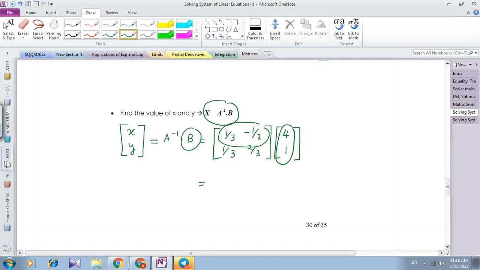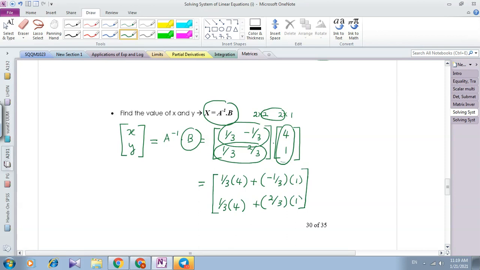But before that, we check. This is 2 by 2, and the second matrix is 2 by 1. As you can see, the middle values are the same, so the multiplication is possible, because the operation here is multiplication. The resulting matrix will be 2 by 1. So first row times first column, we get 1 over 3 times 4 plus negative 1 over 3 times 1. Then the second row times the first column gives the second element: 1 over 3 times 4 plus 2 over 3 times 1.